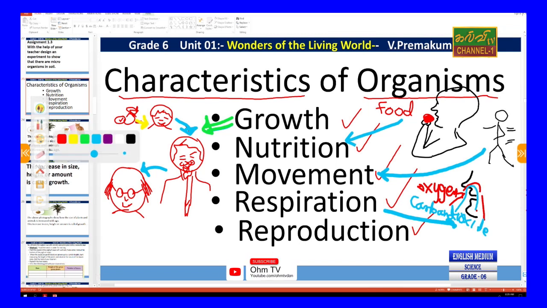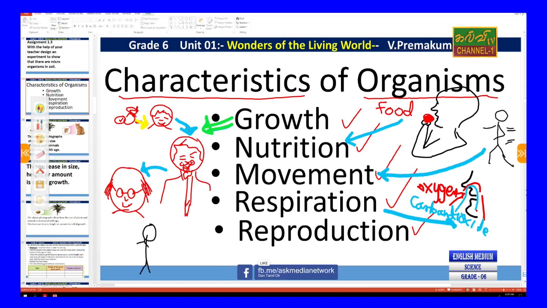Then another one is reproduction. Yes, that is reproduction. My father, my mother, then what happened?